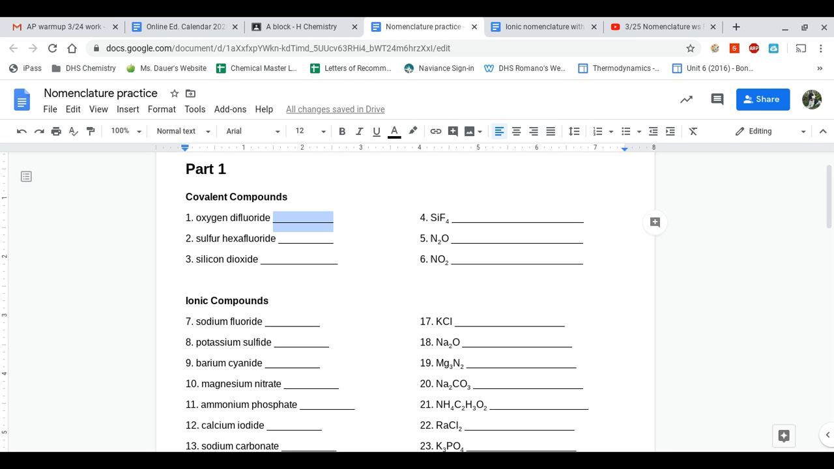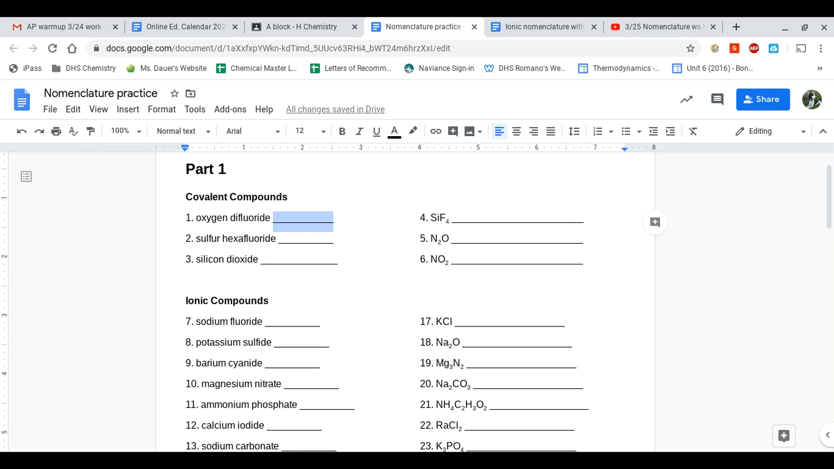Now, if you need to take a second look at your prefixes, I encourage you to do so. We won't be using the prefix bi for 2. I think I said it in class, but again, bi refers to one or the other versus di refers to the number 2. Other common prefixes we will see in number 4, which is our next example.